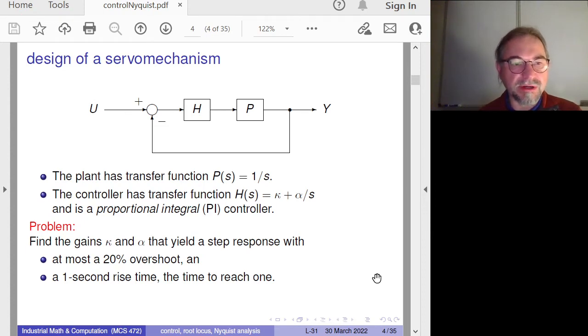So what are our design goals? We want to find values for the parameters such that for the unit impulse, so for the step response, the output has at most a 20% overshoot, and we have a 1 second rise time. So that's the time to reach our goal of 1. These are two concepts that frequently occur in the control systems literature. We're going to illustrate them here with damped harmonic motion. So that will be the model that will come out of this design.